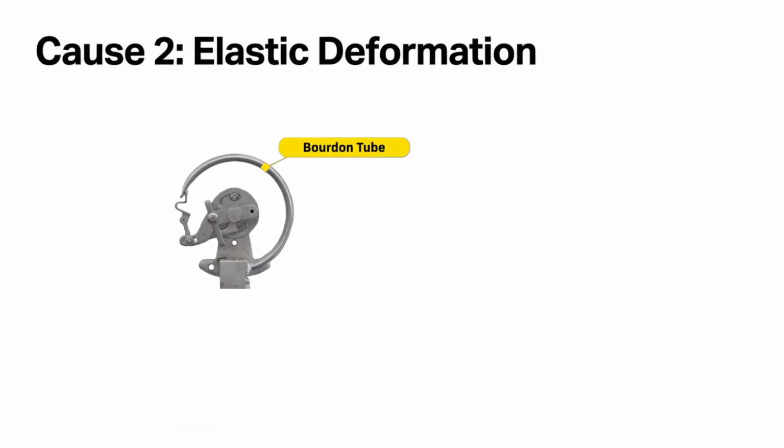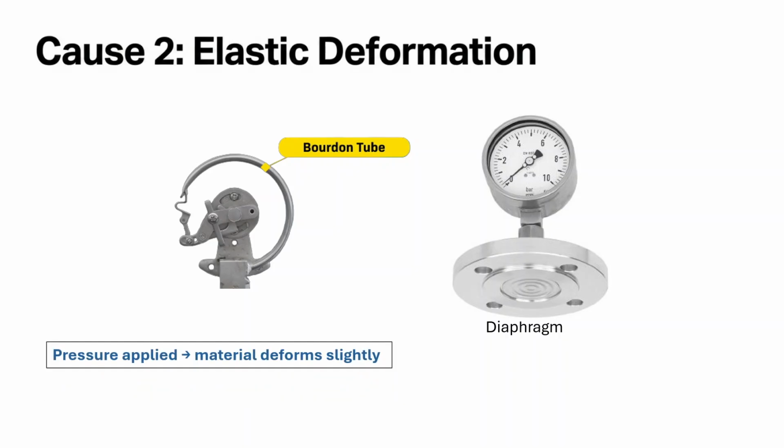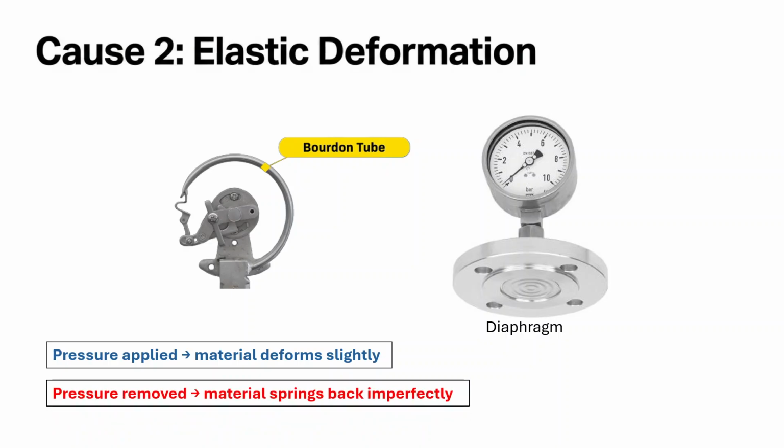Then you have got elastic deformation. Think about a Bourdon tube or diaphragm. These are the sensing elements inside a lot of pressure instruments. When you apply pressure, they deform slightly. When you remove that pressure, they mostly spring back, but not always perfectly. That tiny residual deformation shows up as hysteresis.